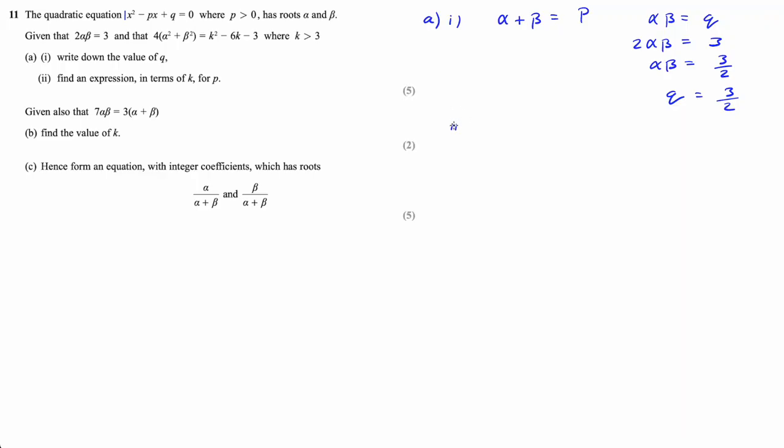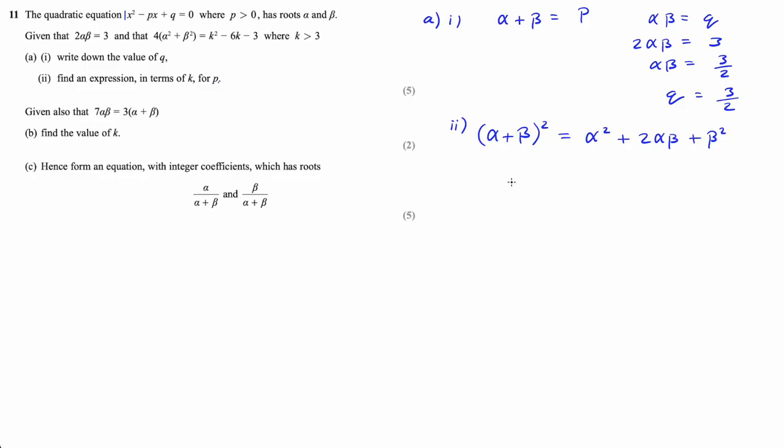Part II, he says find an expression in terms of k for p. So p is alpha plus beta. Okay, now generally the technique here, guys, is you square alpha plus beta, because that'll give me alpha squared plus 2 alpha beta plus beta squared. So this is, if you like, p squared.